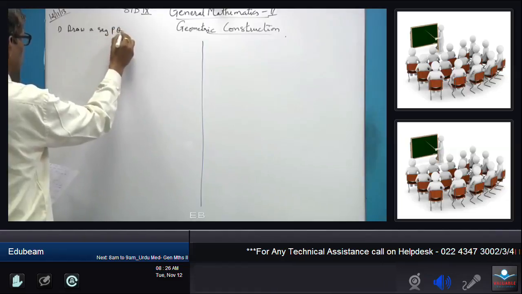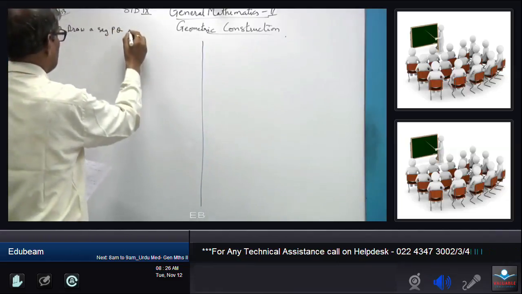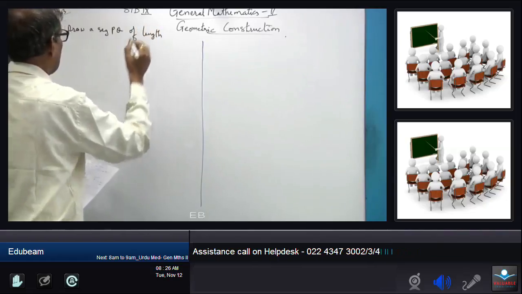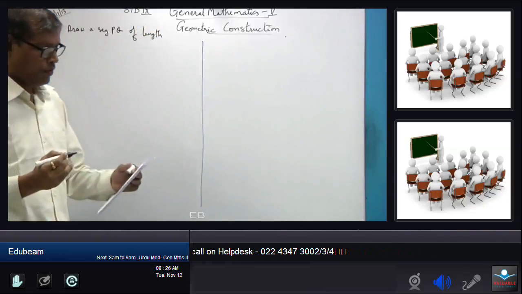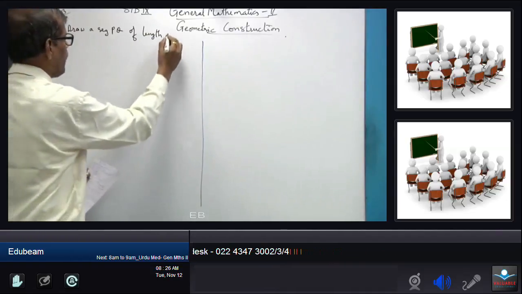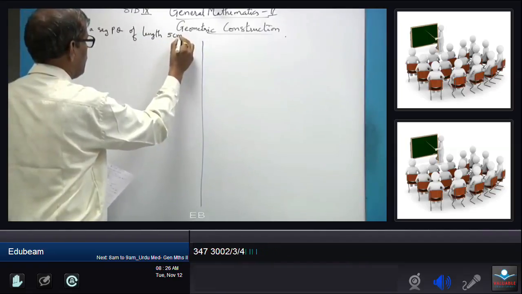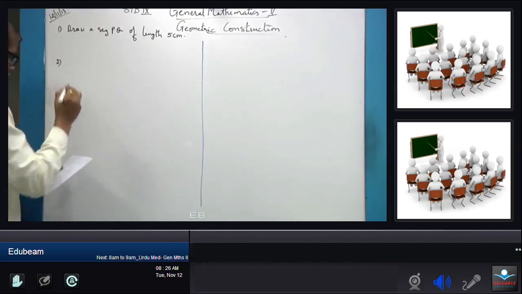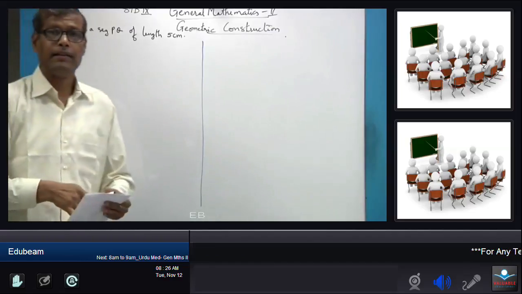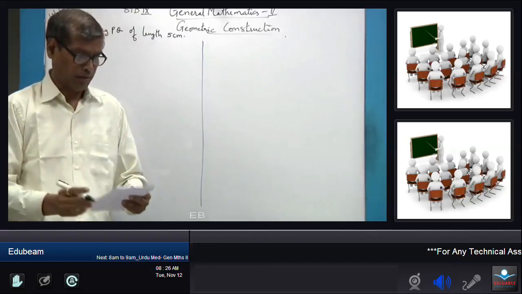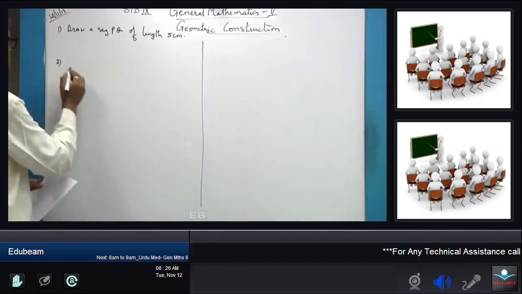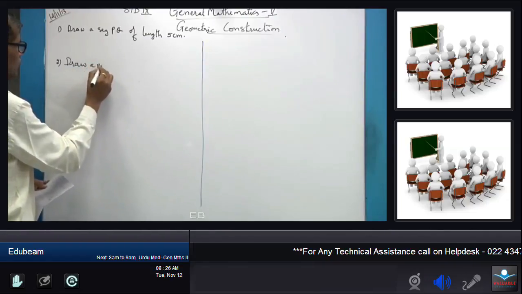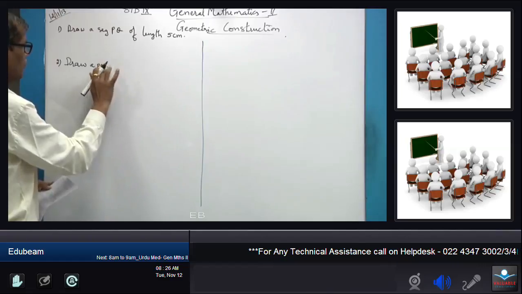Draw angle ABC equal to 60 degrees. Question: angle ABC equal to 90 degrees. Angle ABC is equal to 120 degrees.